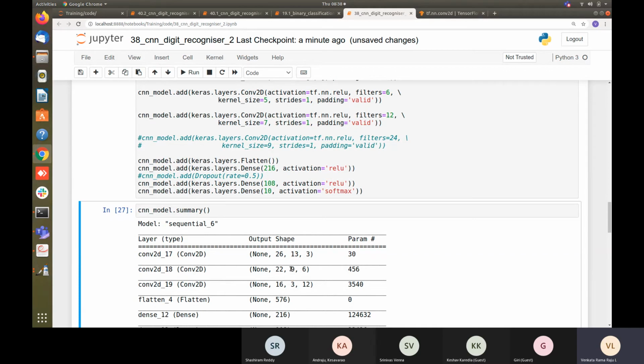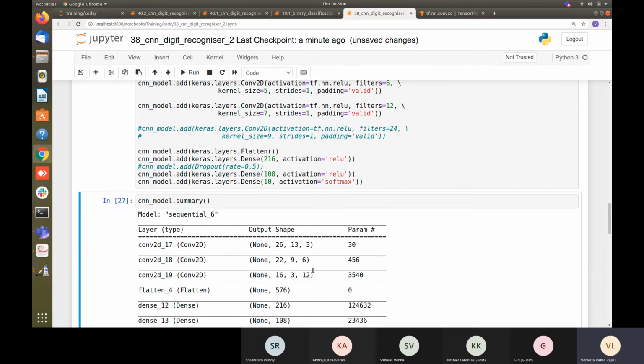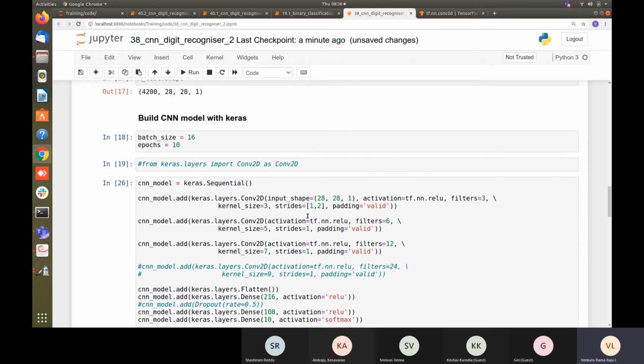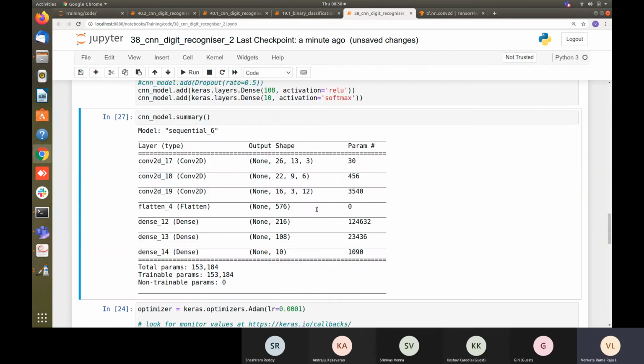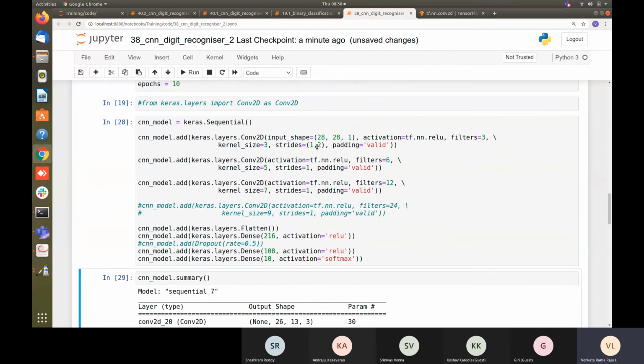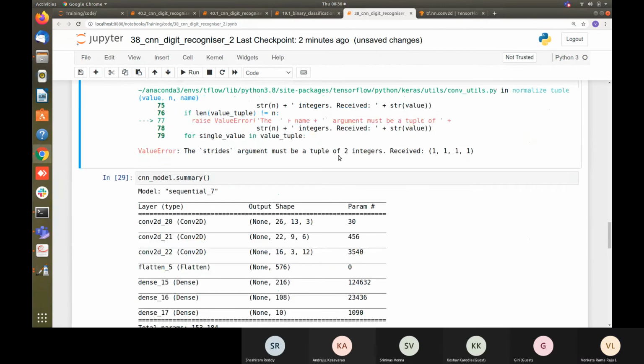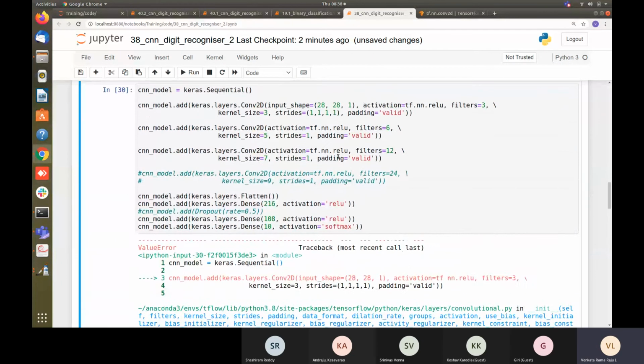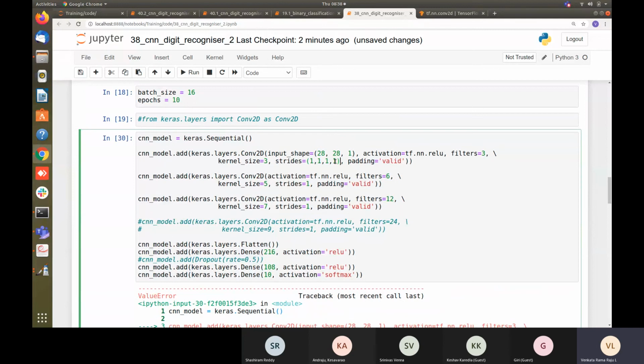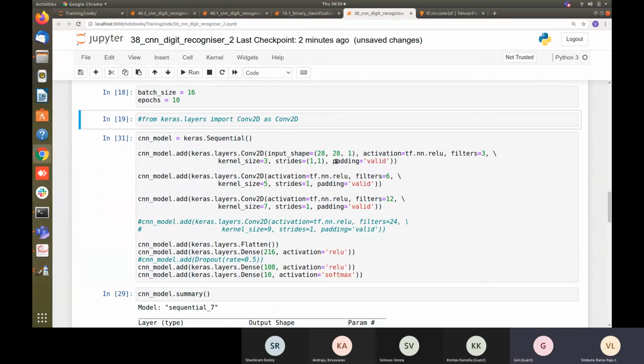So the number of columns reduced, right? Got it? So I think it should take 4 values, but it is not taking 4 values. Maybe let me put it as a tuple. In the API they said 4, but it is not taking 4 values. I don't know why. That's okay. But you understood the concept, right?